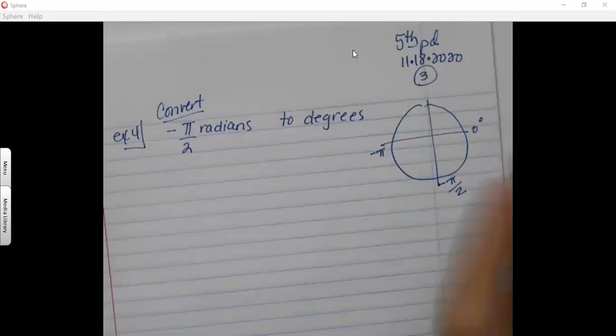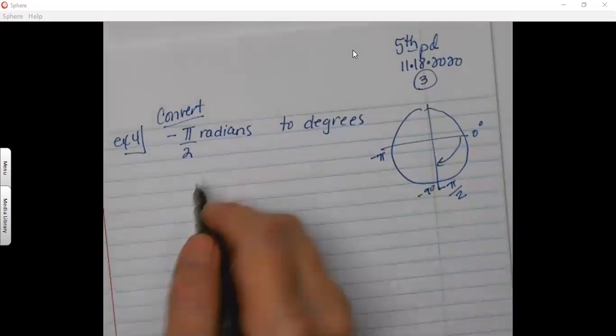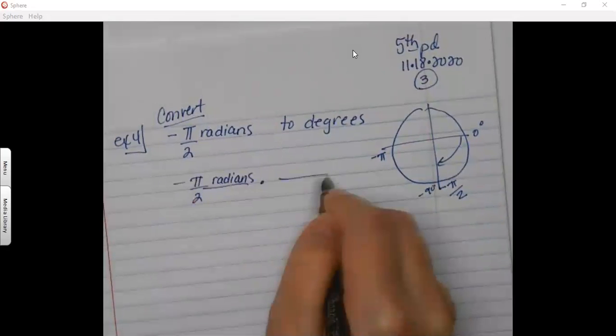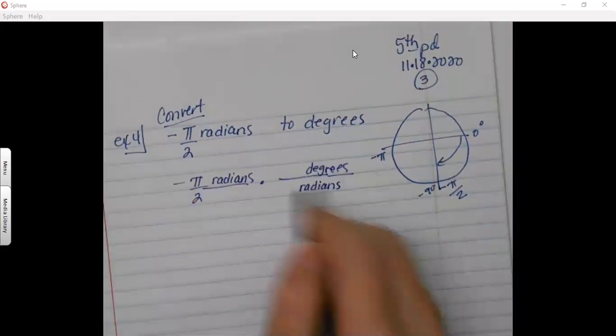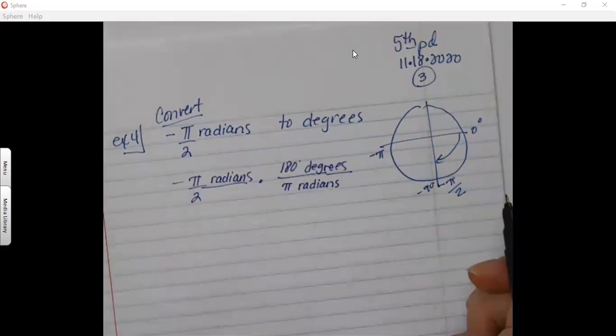So it makes sense. But if we're using the formula, which is what I wanted you to do, since we're in radians, the word radians is in the numerator. So for my conversion, the word radians needs to be in the denominator, and I'm converting that to degrees. We know that pi radians is equal to 180 degrees. Again, I could use 2 pi radians and 360 degrees.